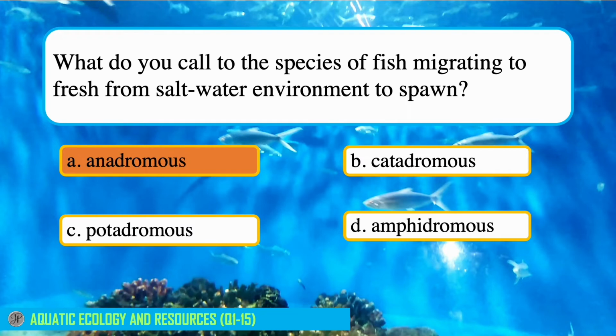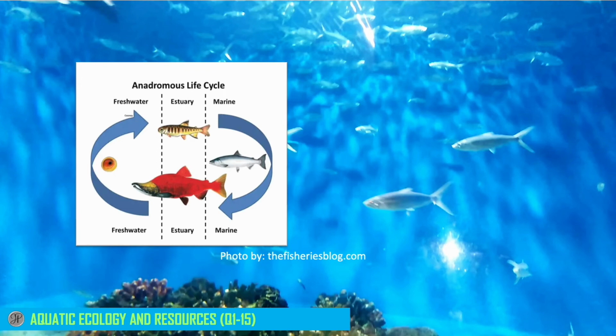The answer is letter A, Anadromous. We have different classifications when we are talking about migration of this species. According to NOAA Fisheries, anadromous is a term that describes fish born in fresh water who spend most of their lives in salt water and return to fresh water to spawn, such as salmon, lamprey, and some species of sturgeon.